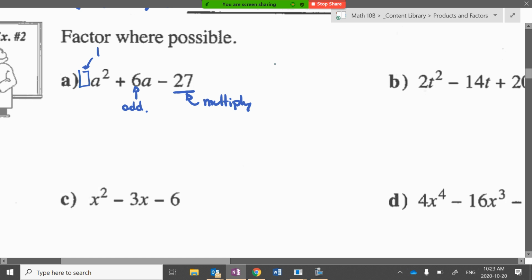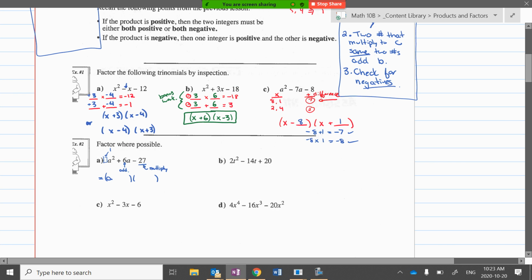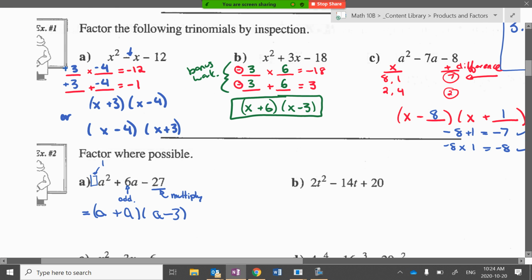3 and 9, beautiful. Positives or negatives? Which one? So we're going to get a plus 9 and a minus 3. 9 minus 3 gives us a positive 6. 9 times minus 3 gives us our negative 27.